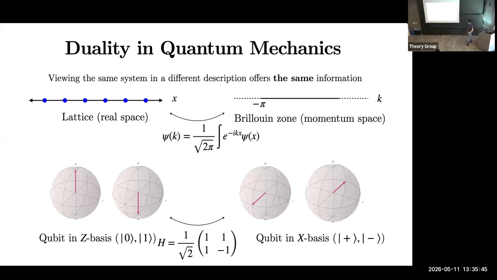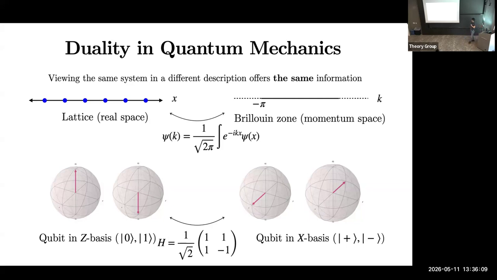Maybe if you work in quantum information, you might be more familiar with the Bloch sphere, where you can either write your qubit in the computational basis, the Z basis, or in the X basis. And again, they're related by this Hadamard transformation, which you can think of as a Z2 version of the Fourier transform. It's very simple in this case.